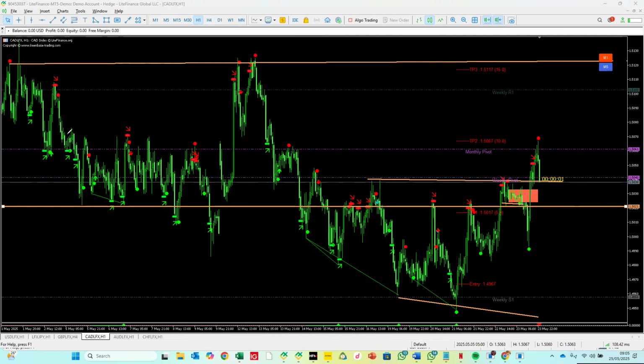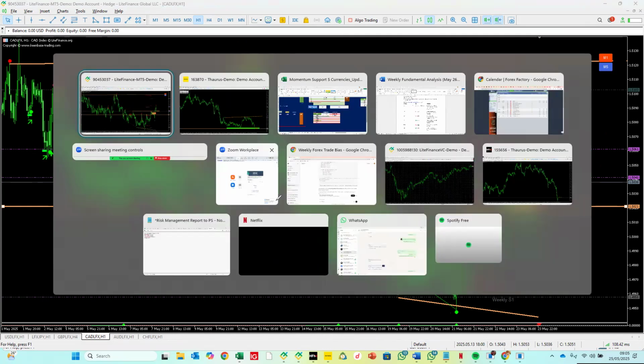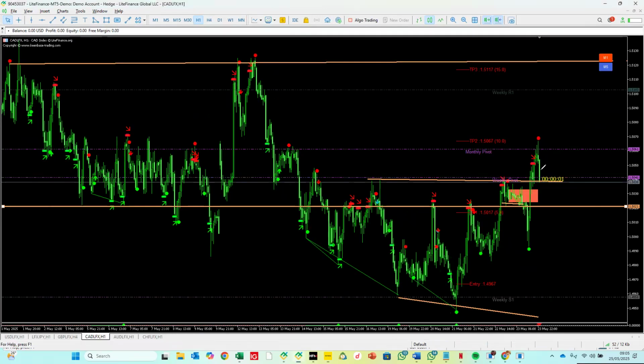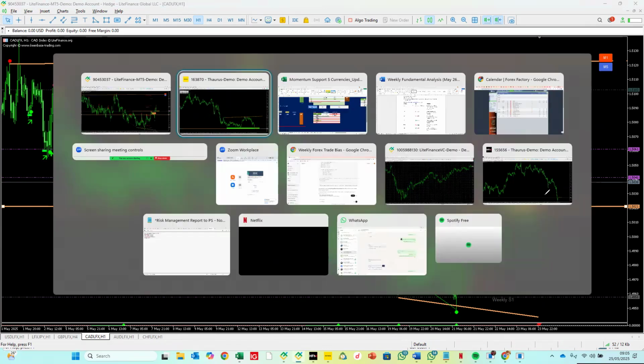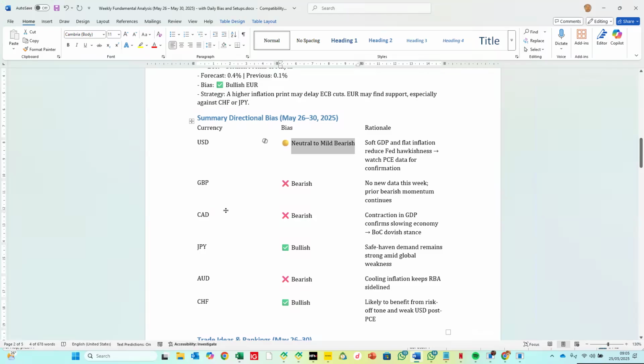But the overall price direction right here shows that CAD is most likely first going to be weak, and later on will determine the strength. Like I said, we need to watch out for this zone. This zone determines whether it's going to be strong or not. But fundamentally speaking, based on prediction from the AI, CAD is even bearish, because there's a contraction in GDP, which confirms a slowing economy, and BOC may have a dovish stance.